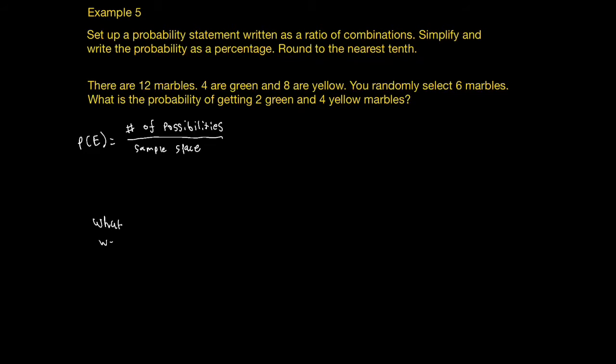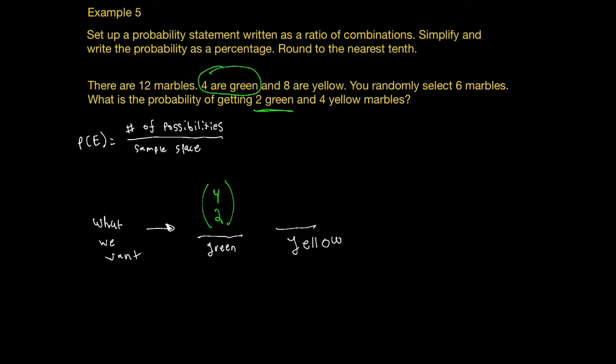So what we want is we want green and yellow. So let's begin with green. So we want 2 green, and there's a total of 4 of them, 4 green marbles. So the way in which we can get a green is by calculating 4 choose 2. And now let's look at yellow. We want 4 yellow marbles, and we have 8 total. So out of the 8, we want to choose 4 of them. So that's what we want.